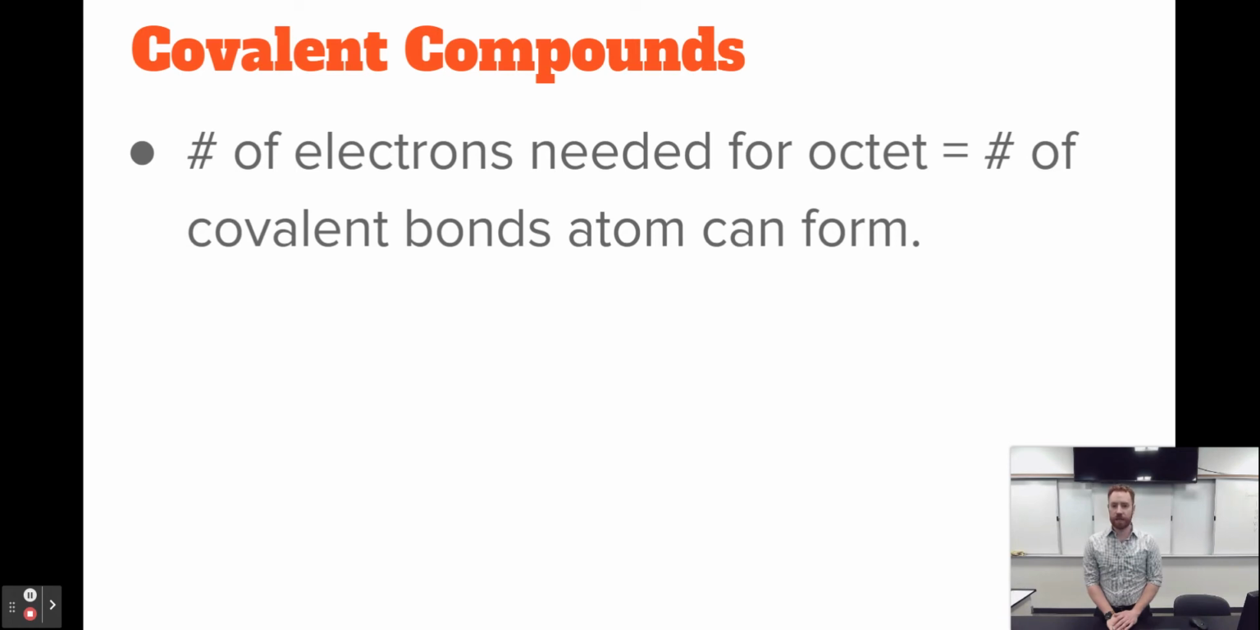Now, it is still based on the octet rule. So remember, the octet rule tells you how many electrons something needs in order to fulfill the octet rule or fill its valence shell up to 8 electrons. But in this case, the number of electrons that something needs for its octet is the number of covalent bonds that it can form. So like chlorine, for example, has 7 valence electrons. It needs one more, and so it can form one covalent bond. Carbon has 4 valence electrons. It needs 4 more, and so it can form 4 covalent bonds.